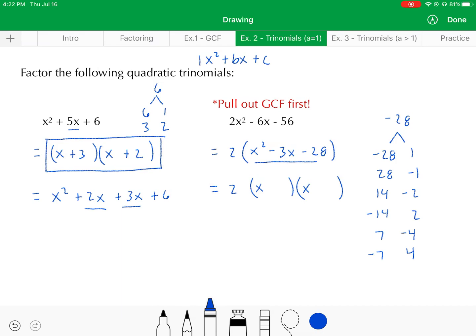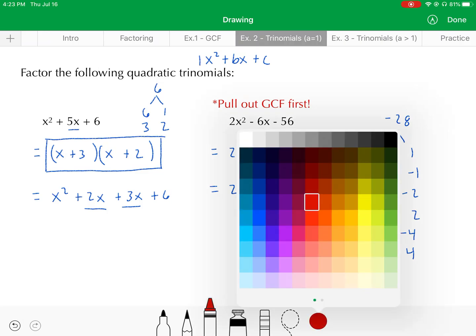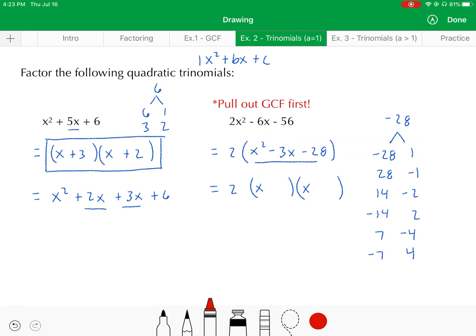Okay, and I've done a lot of these, and I can tell you a shortcut in trying to minimize the number of tests or trials that you do here: always test the numbers that are closer to each other first. So what I mean by that is I would say that negative 7 and 4, or 7 and negative 4, those are closer in value than 14 and 2, 28 and 1, okay?